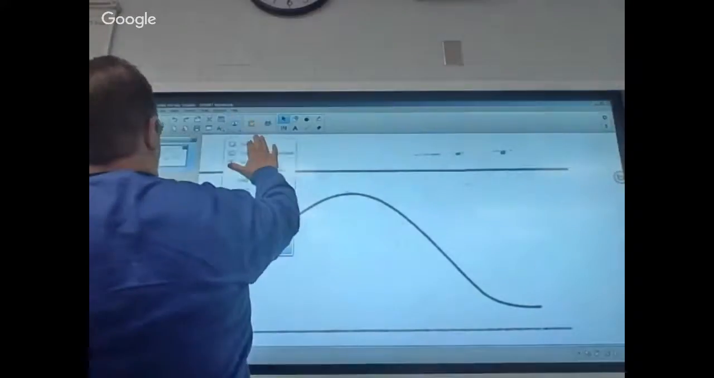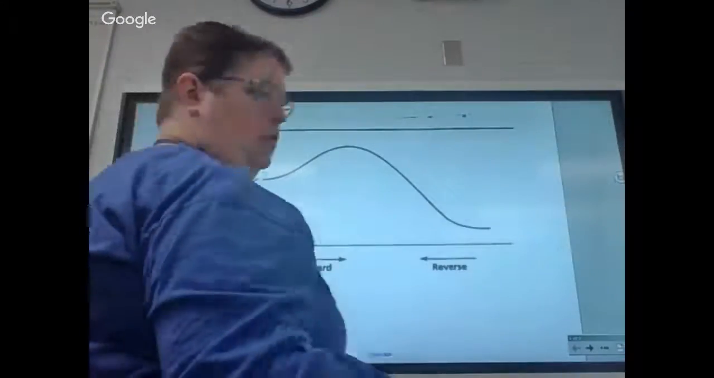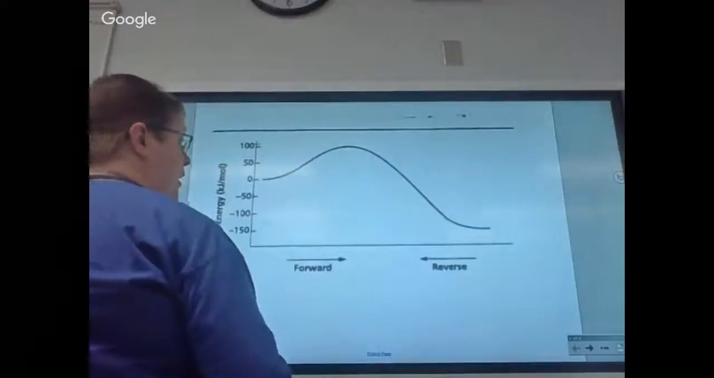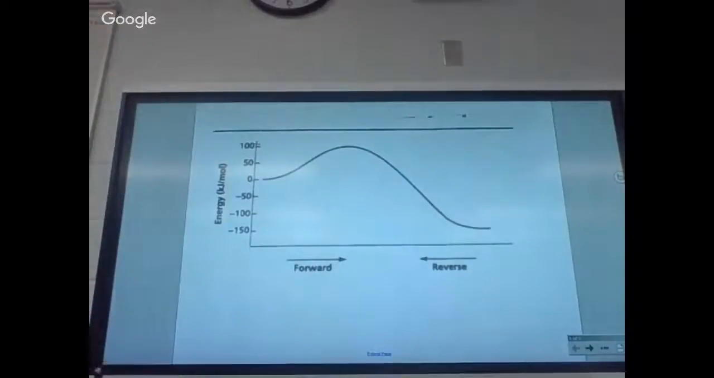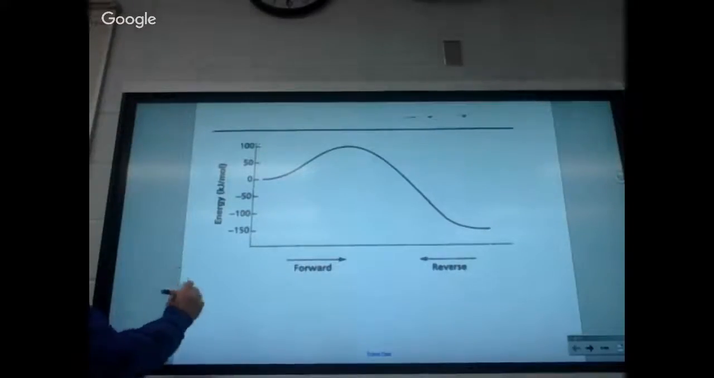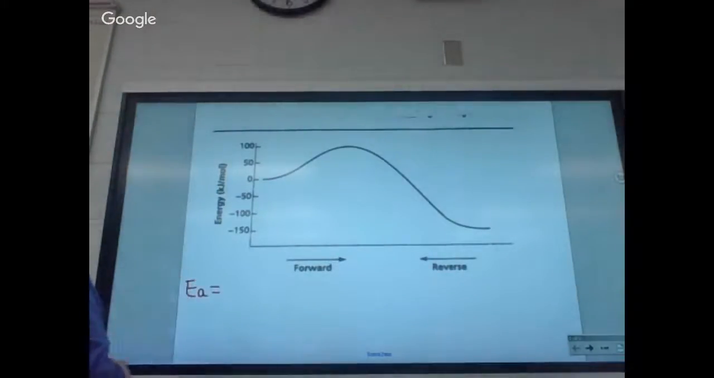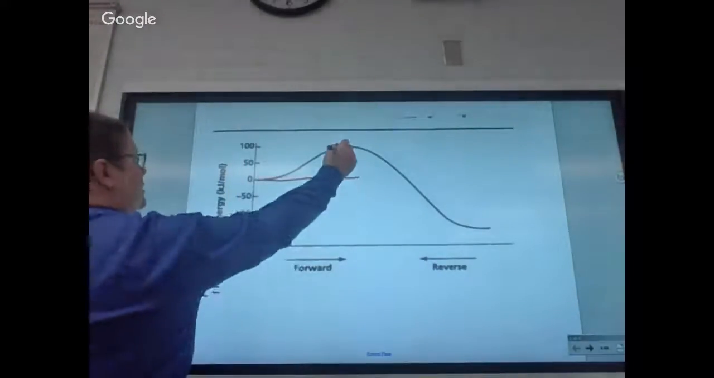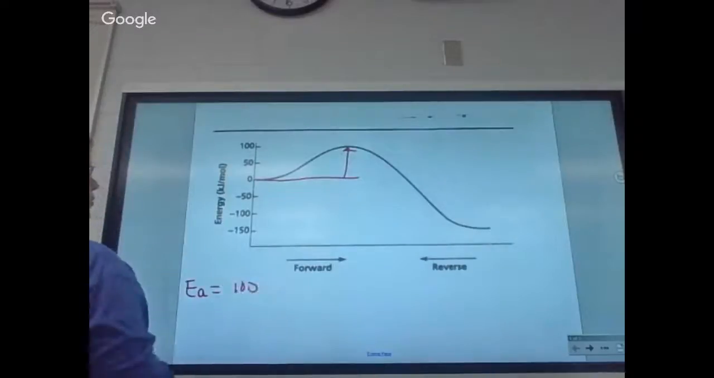All right, these should be the two from homework. If we look on the back side of the paper we were doing yesterday, this should be the first one, I think, at the top. So, what is my activation energy? What did we come up with? From reactants to the top would be 100. So do we agree with Chris?